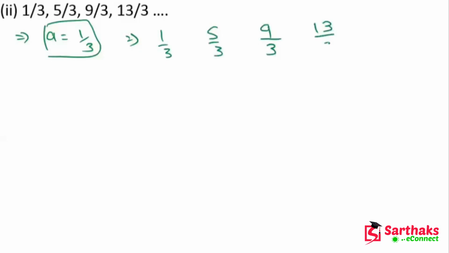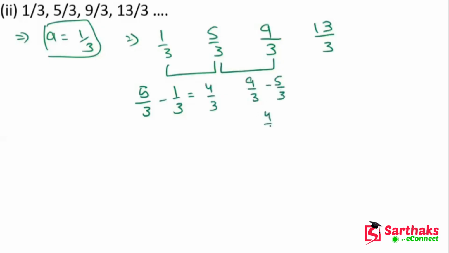We have another question, where what is A? A is 1 upon 3. Very easy. Now we have to find D. The sequence is 1 upon 3, 5 upon 3, 9 upon 3, and 13 upon 3. Now 5 upon 3 minus 1 upon 3, we get 4 upon 3. Now 9 upon 3 minus 5 upon 3, then we get 4 upon 3. Now 13 upon 3 minus 9 upon 3, then we get again 4 upon 3.